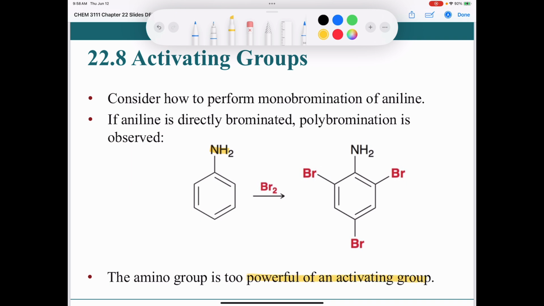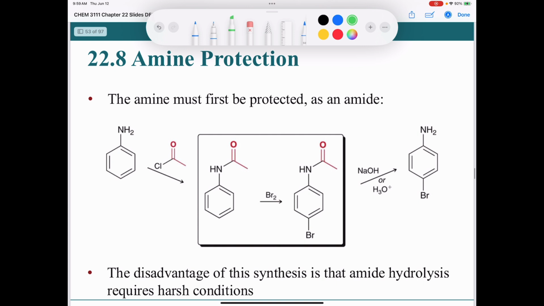So if you take aniline and you just treat it with bromine, no iron catalyst required, it just brominates everywhere. It goes in both ortho positions and in the para position. Now, what if you just wanted to monobrominate? What if you just wanted to add 1 bromine to your aniline? Well, how would you do that? The way you could add just 1 bromine in the para position to your aniline is shown here.